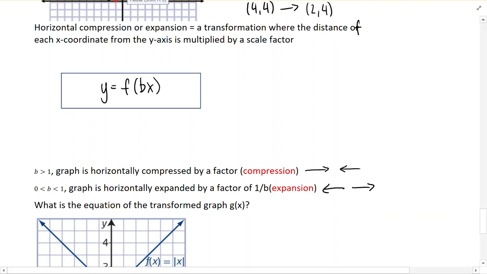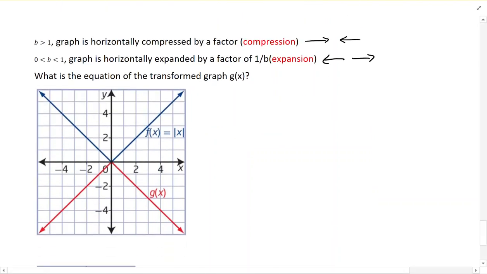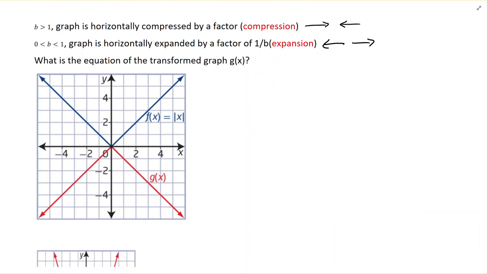Okay, scroll down some more. Now that we've gone from equation to graph, I'm going to go the other way, from graph back to the equation. Here it says, what is the equation of the transformed graph g of x? Since g of x is the transformed graph, our f of x must be the original, or what we call the base graph.